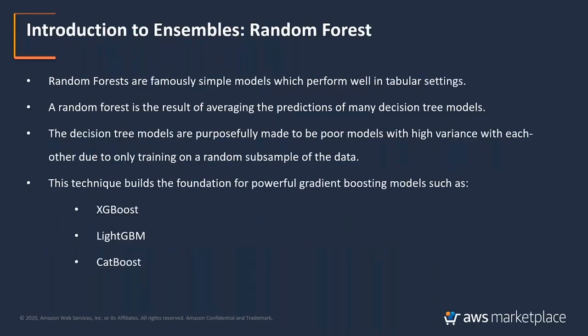So let's talk a little bit about ensembles. Random forests are famously simple models which perform well in tabular settings. It's very hard actually to beat a random forest with methods developed prior to it. And even deep neural networks in tabular settings still to this day generally don't beat random forests. And the random forest is extremely simple. It's the result of averaging the predictions of many decision tree models.